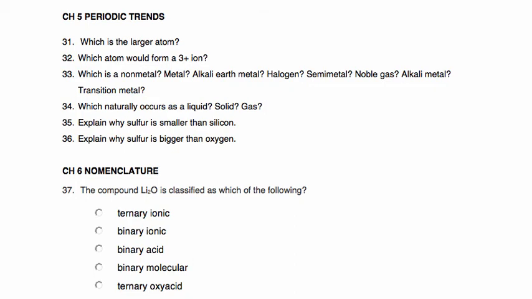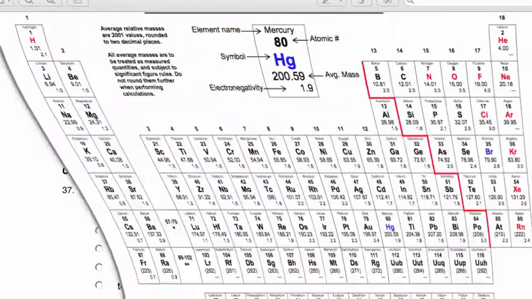So let's move on to Chapter 5, which is on the periodic table. And the first question is, which is the larger atom? And then we move on to which would form a 3 positive ion, and where are the nonmetals, the metals, alkaline earth, halogens, semimetals, etc. Where are the solids, liquids, gases? Why is sulfur smaller than silicon? Why is sulfur bigger than oxygen? Okay, let's pull up a table and start to deal with some of these questions.